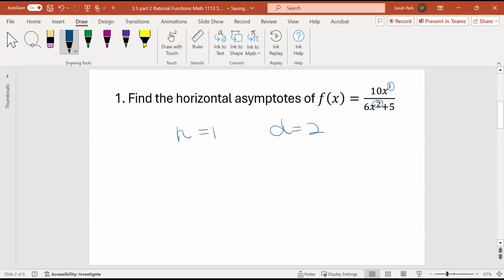And if your degree of the numerator is smaller than the degree of the denominator, 1 is less than 2, your horizontal asymptote is going to be y equals 0. So that's the first case. Let's look at the graph just to show you what that looks like on a graphing calculator. I already have my graphing calculator pulled up here.